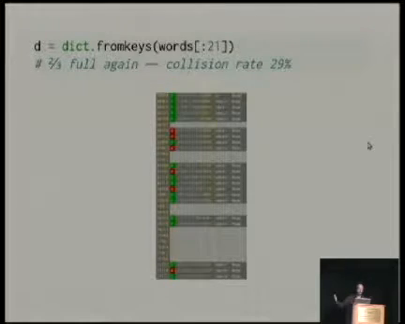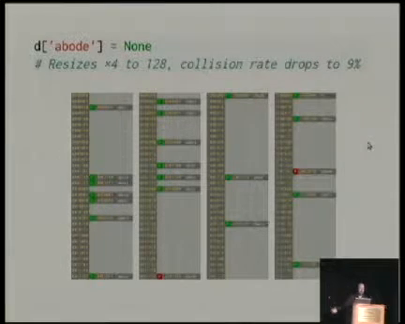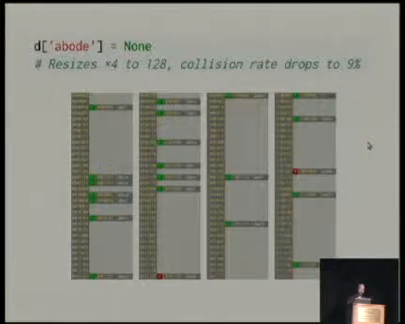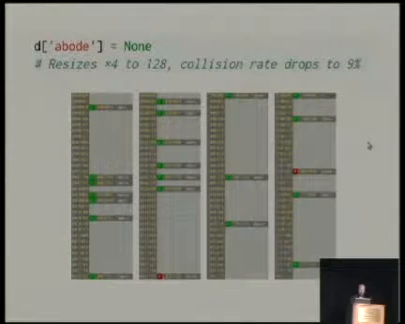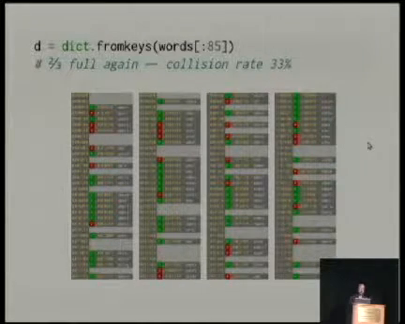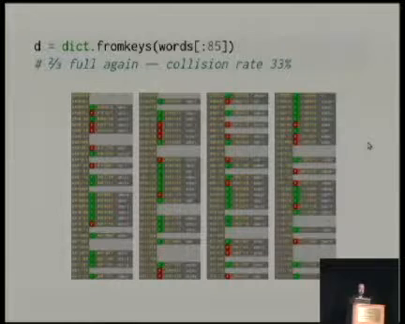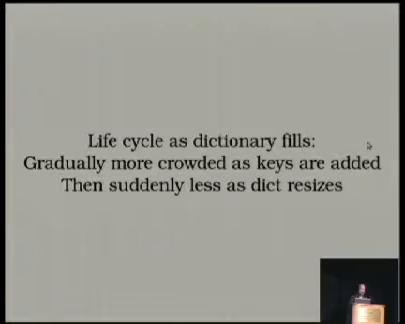By the time you get up to the 21st word that you insert, you're 2/3 full again. The collision rate has gotten about as bad as it will at 29%, and the dictionary now feels too full again and resizes to 128. There's only 2 collisions once it's now considering, I believe, the lower 7 bits in each hash. So there's only 2 words in there that collide. When you're up to 85 words, you're now 2/3 full again. Collision rate up to about 33%, and the slide would just get too crowded if I showed you the next resizing, but that cycle continues on and on.